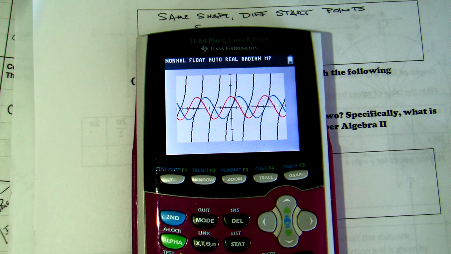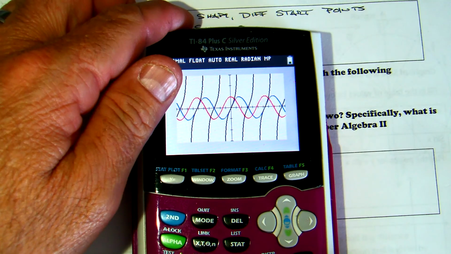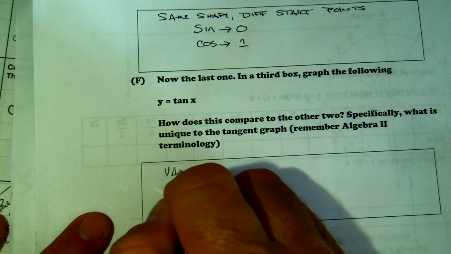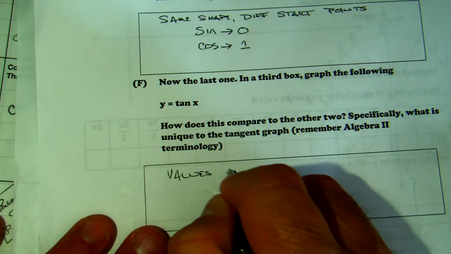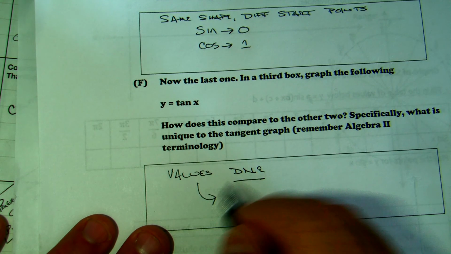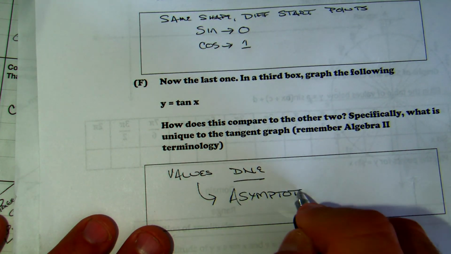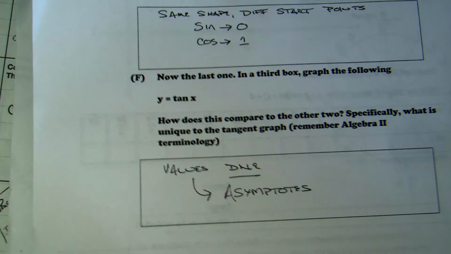Remember, tangent with the unit circle was y over x, and if the x was 0, it didn't exist. Well, that's what's happening here at all these spots, and we'll go through the graph later in the week. What tangent x has that the others don't have is values that do not exist, DNE. And from Algebra 2 last year, that means we're going to start talking about asymptotes.